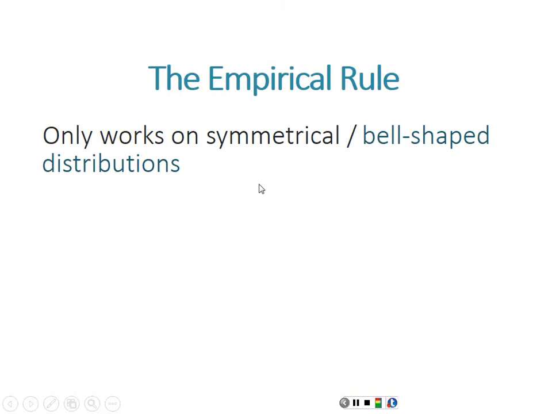The empirical rule only works on symmetrical bell-shaped distributions, which is normal curves. And notice that bell-shaped is blue because it applies to the bell-shaped distributions. It works on symmetrical distributions, but the problem with it is that there's not just one symmetrical distribution. There is another symmetrical distribution called the uniform distribution, where everything is approximately the same height. In other words, it looks like a horizontal line. Don't confuse that with bell-shaped. The empirical rule only works on bell-shaped distributions.